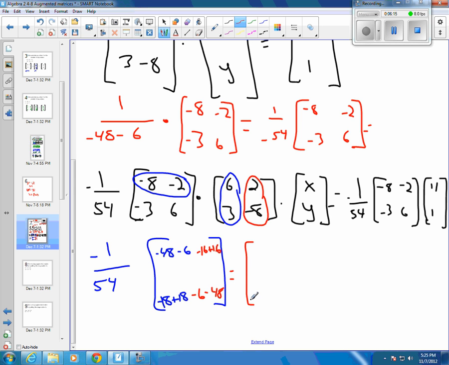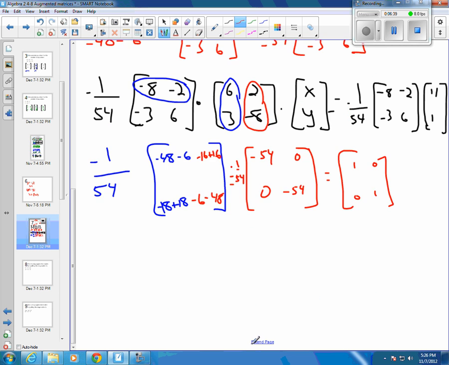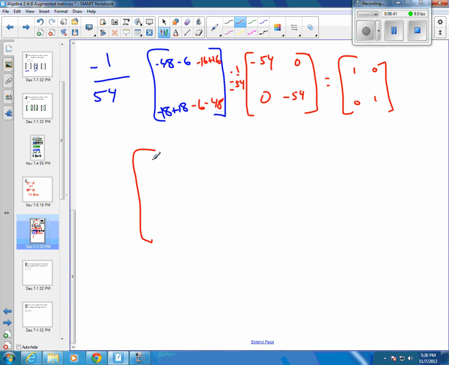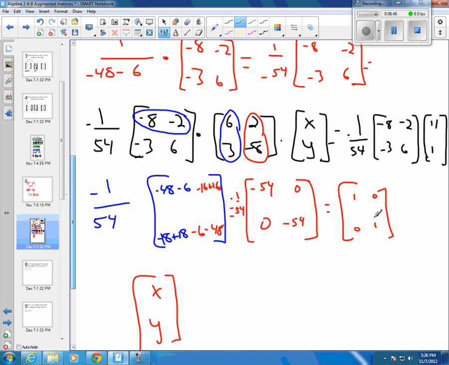So this becomes negative 1 over 54. Don't forget our little friend there. Times negative 54, 0, 0, negative 54. And when you multiply this 1 over 54 times negative 54, this is in fact our 1001. So this side all cancels and we end up with x and y on this side. Right, because the identity times xy would just give you xy.